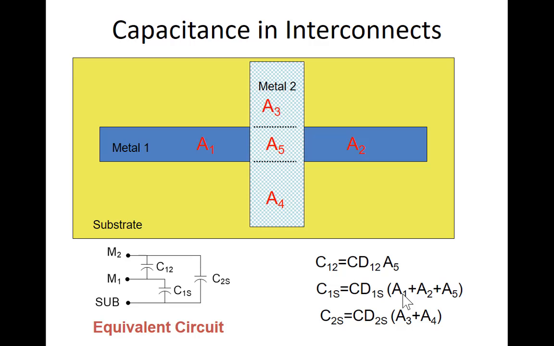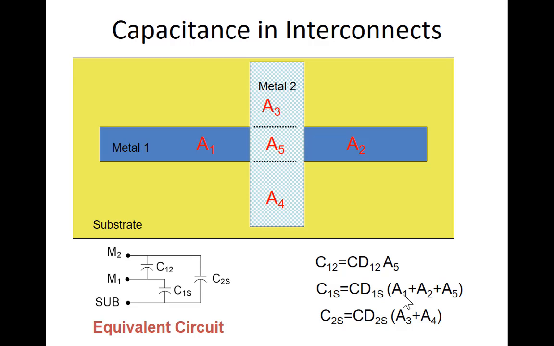Any other questions? Yes. What is C12 measuring capacitance of between again? Capacitance between metal 1 and metal 2. Right here. Oh, okay. Here's our circuit model, and here's the component values. Okay?